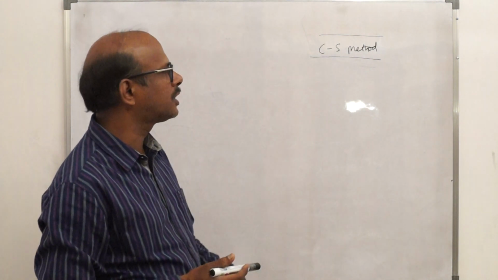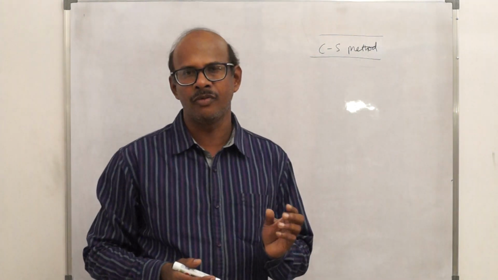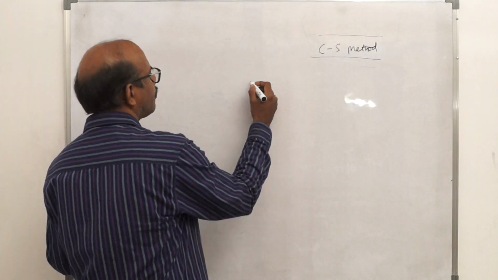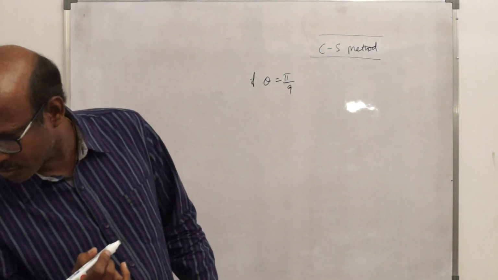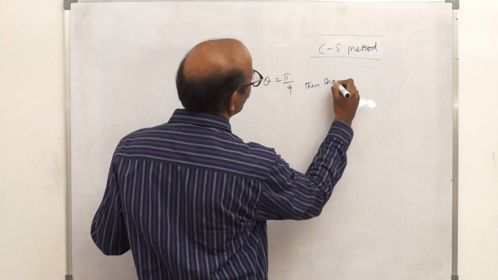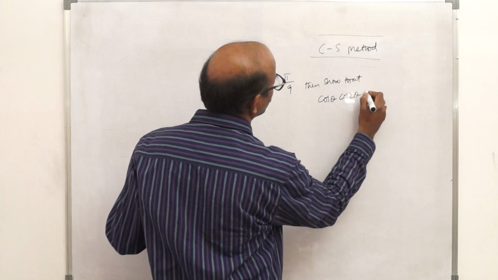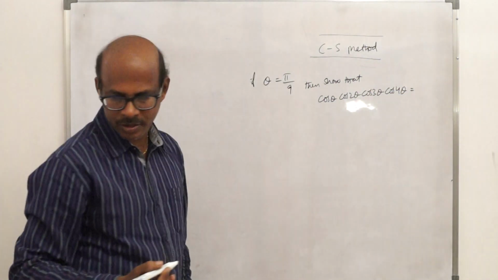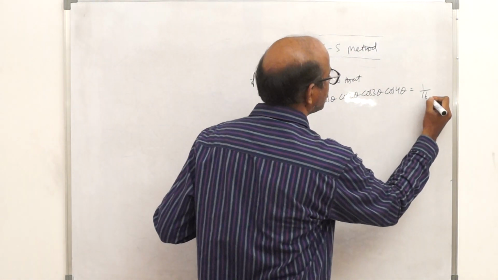Here the CS method is used for the product of a few cos values. Suppose theta equals pi by 9, then show that cos theta, cos 2 theta, cos 3 theta, cos 4 theta is 1 by 16.